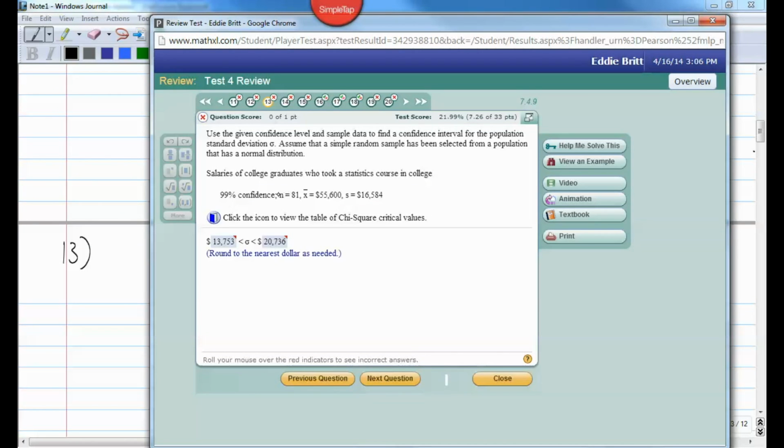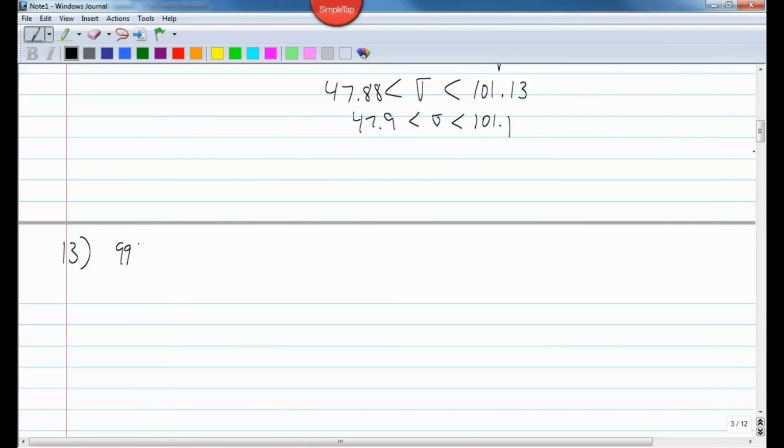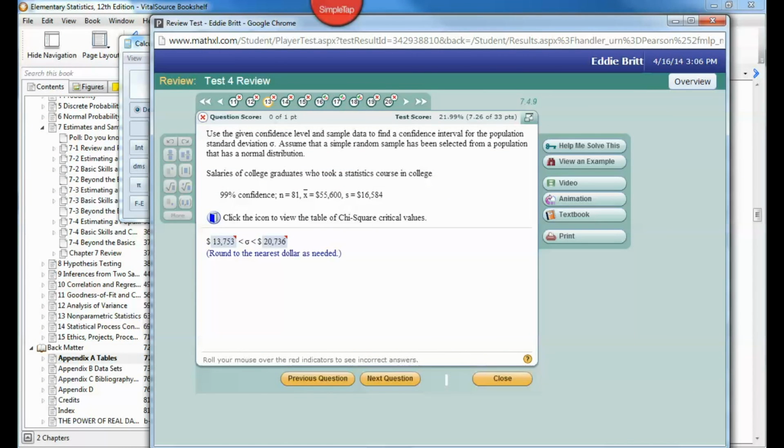99% confidence interval, n equals 81, and S equals 16,584.